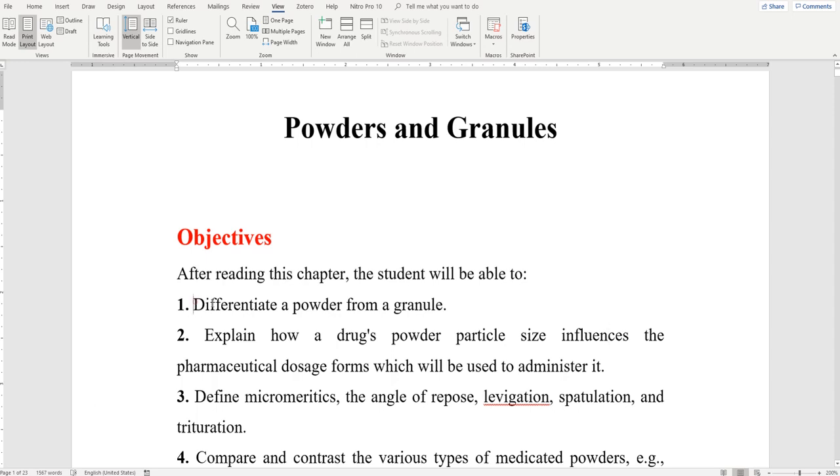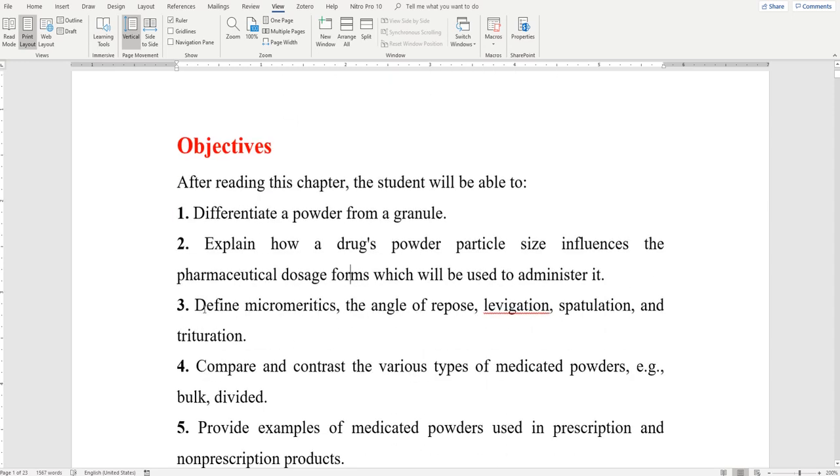So our first outcome is how to differentiate between powder form and granule form. Now these are two different forms, so how can you differentiate between them? The other outcome is to explain the effect and the influence of particle size. Particle size can influence not only the pharmaceutical dosage form, but it can influence other properties that the powder has. And we will talk about that in more details.